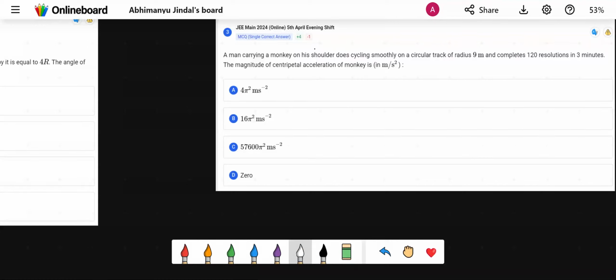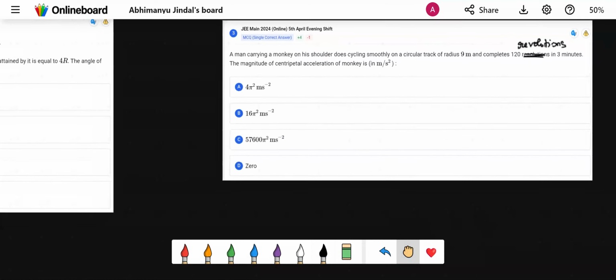So, a man carrying a monkey on his shoulder does cycling smoothly on a circular track of radius 9 m and completes 120 revolutions in 3 minutes. The magnitude of the centripetal acceleration of the monkey is.